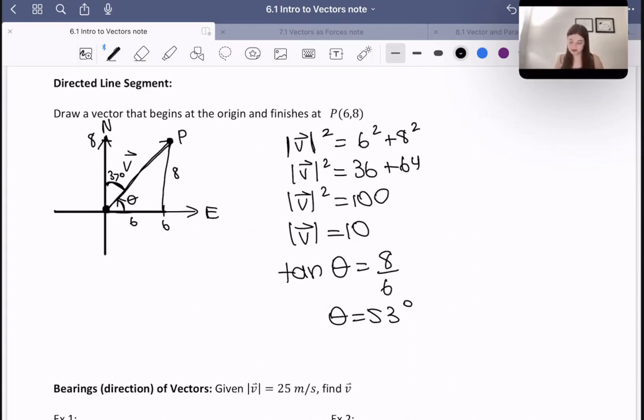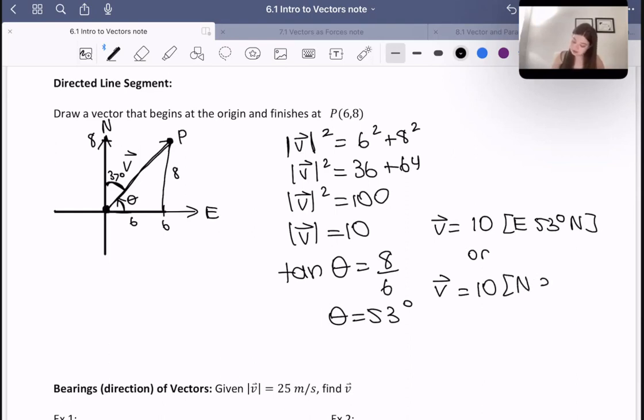So long as you do get the numbers correct and they're accurate is the most important thing. So for this example specifically, I'm going to say that the total vector would be 10, and then east 53 degrees north, okay? Or another correct answer is 10, and then north 37 degrees east. And either one of those should get you full points, right? Those are good solid answers there.